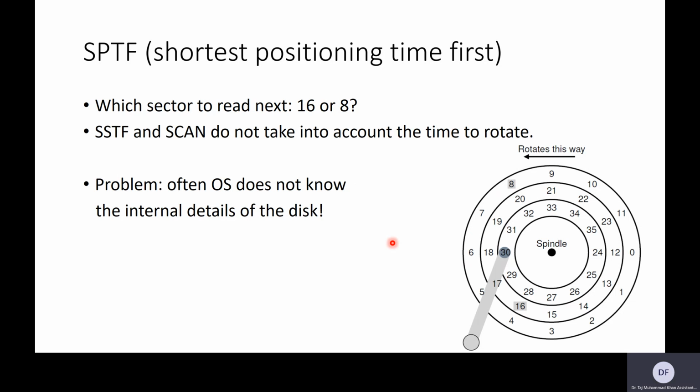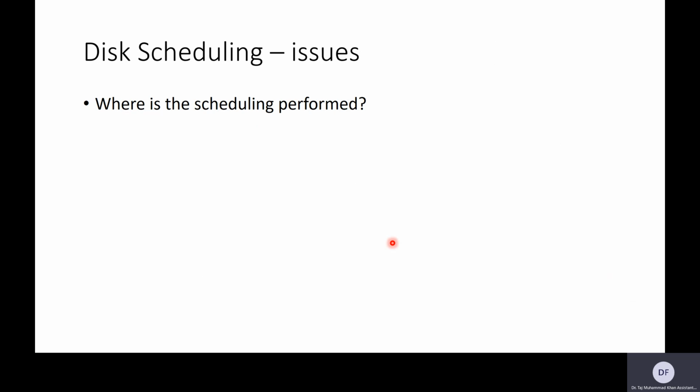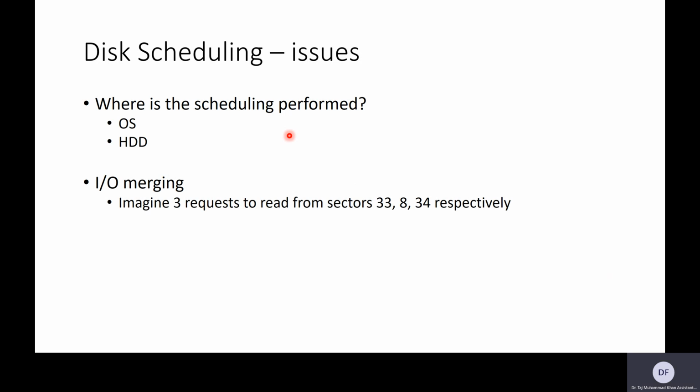Remember, the internal details are known inside the device or at maximum at the driver level, but not at the upper higher level of the OS. So where is this scheduling of requests performed? Is it performed at the higher level, the OS level, or is it performed at the lower level inside the hard disk at the disk controller level? Okay. So the answer is it can be done in both ways.